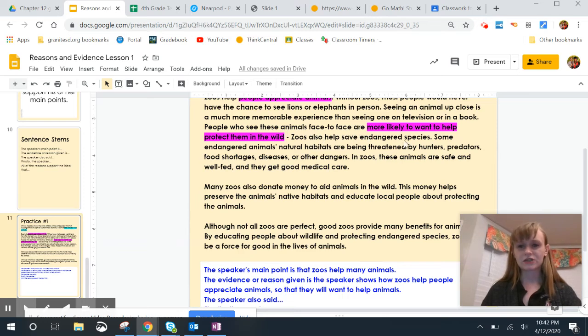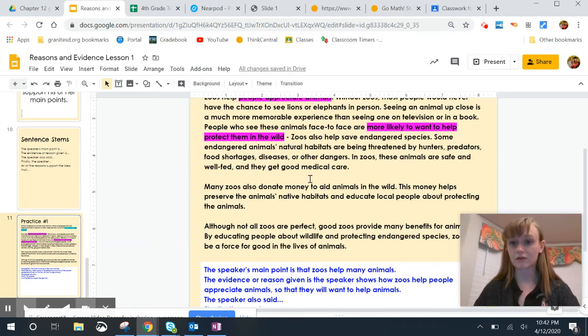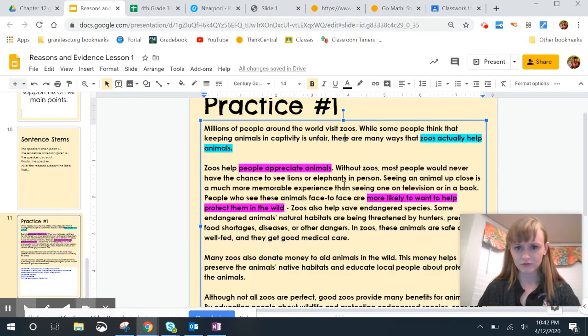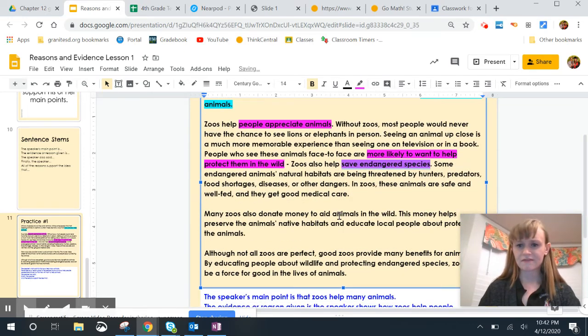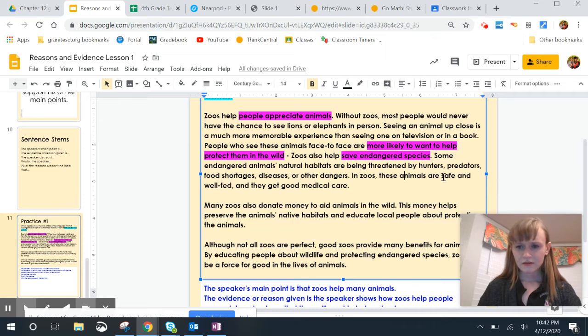Zoos help save endangered species. Some endangered animals' natural habitats are being threatened by hunters, predators, food shortage, diseases, or other dangers. In zoos, these animals are safe, well fed, and they get good medical care. So the big thing they do is they save endangered animals. And when they save them, the animals are safe, well fed, and get good medical care.